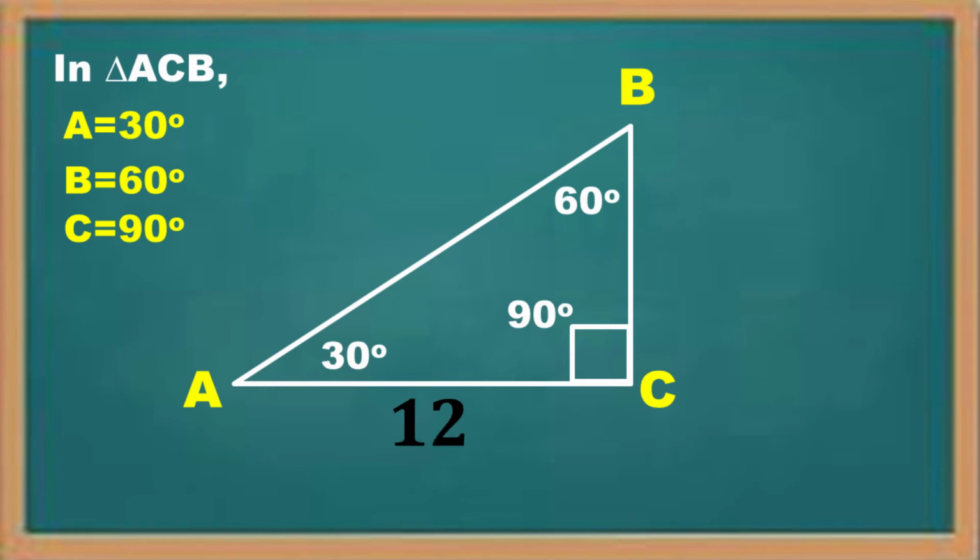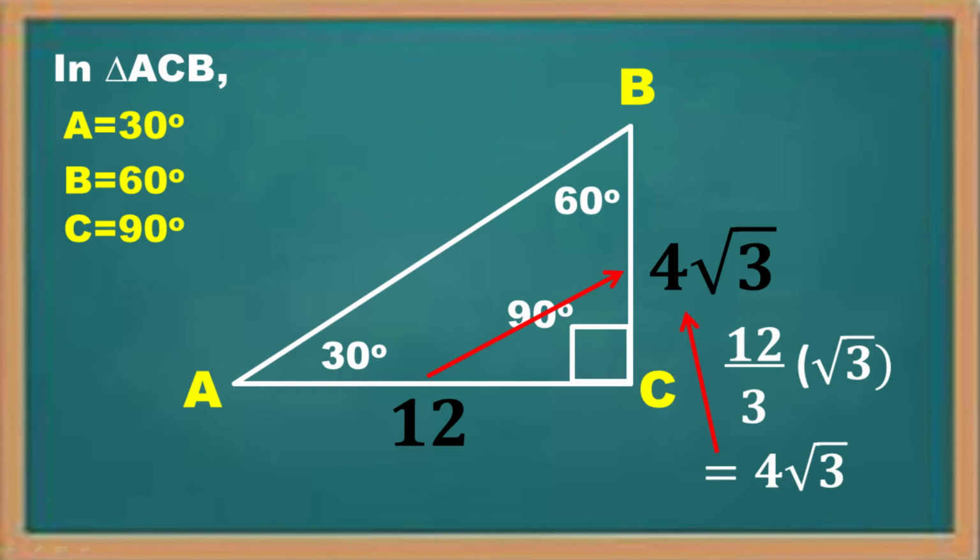If the longer leg is equal to 12, we simply divide 12 by 3, then multiply the result by square root of 3. So we have 4 square root of 3. This process is the same with rationalizing the denominator. And to get the length of the hypotenuse, we just multiply the 4 square root of 3 by 2. Therefore we have 8 square root of 3.